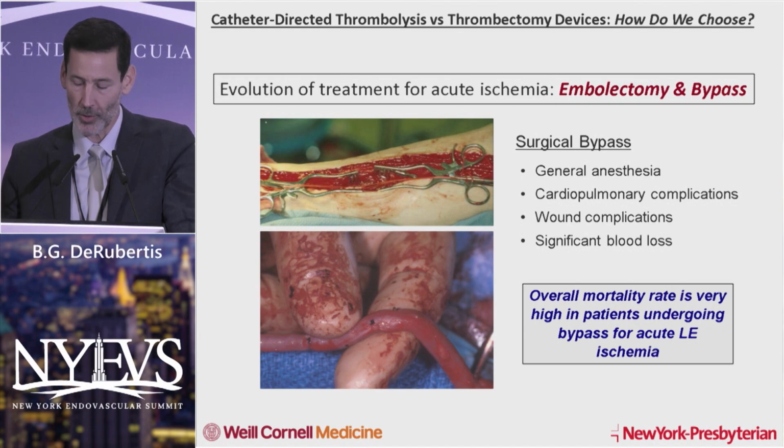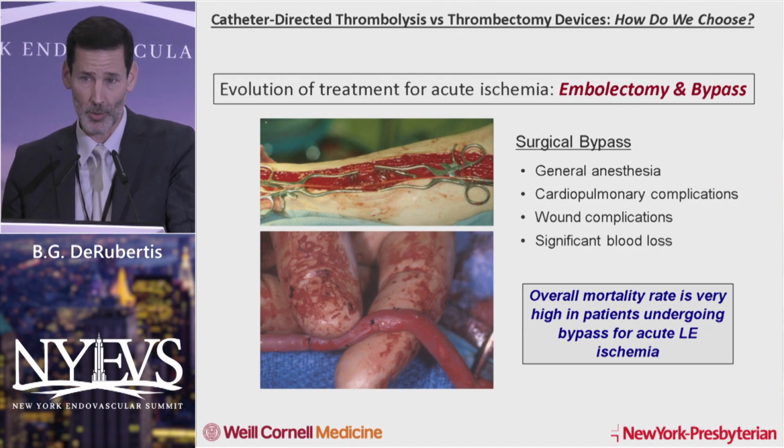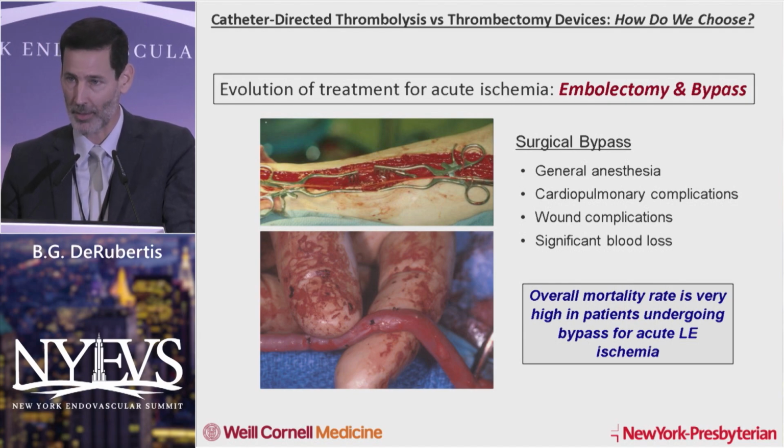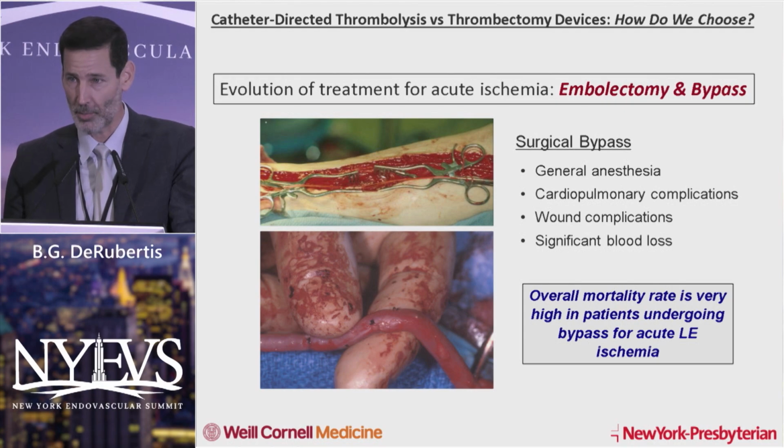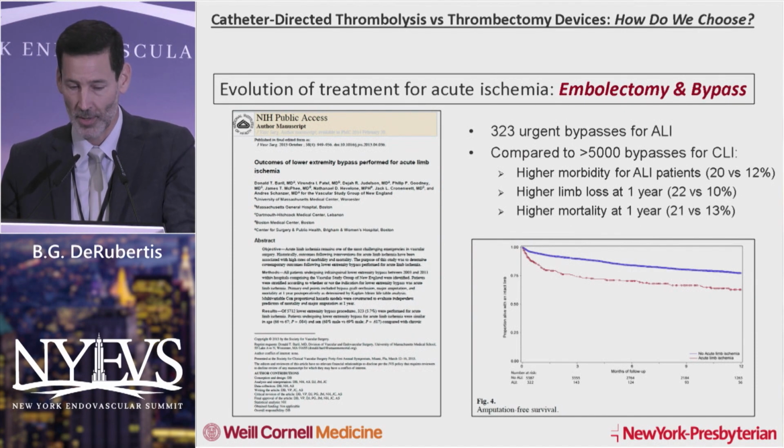Now that said, bypass for acute limb ischemia carries an extremely high mortality rate, and it has to do with the degree of illness that the patient has from the acute ischemia, but also just their comorbid issues. And so there are a number of studies that have shown the very high rate of mortality and even limb loss in patients who require surgical bypass for acute limb ischemia.